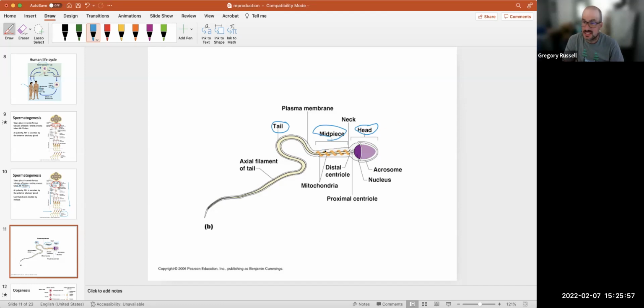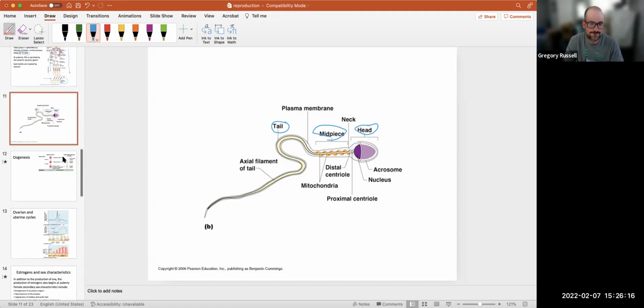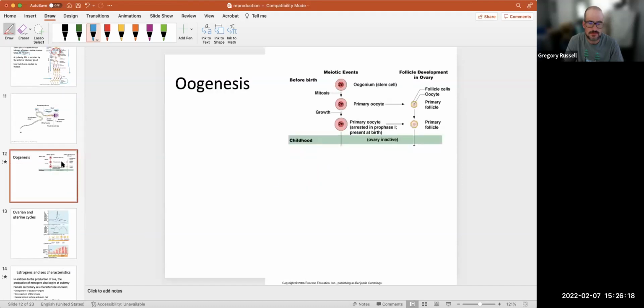The midpiece contains mitochondria. It's a long swim for this little cell from the point of ejaculation to the egg, which is in the fallopian tube. And as a result of that, it's going to need a lot of energy. So we're very rich in mitochondria. And then, of course, the tail is the flagellum. Okay. All right.